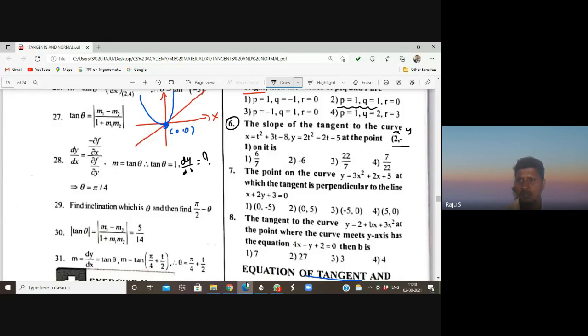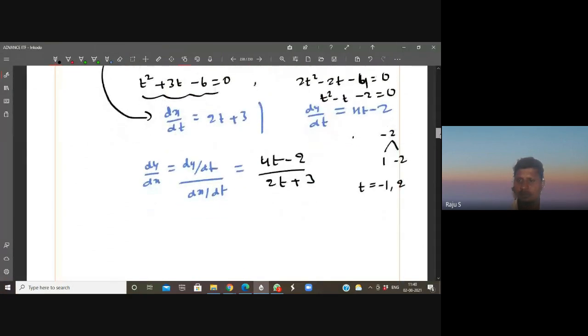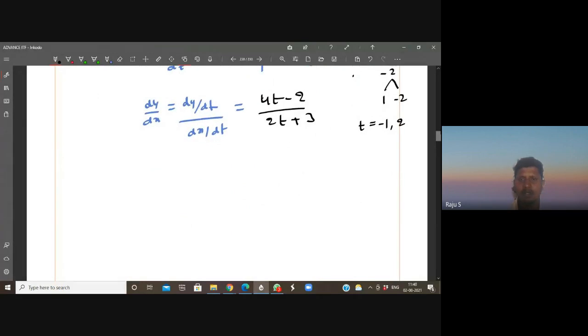The equations are correct only. I have taken the correct values. Students, we have done it absolutely right only.